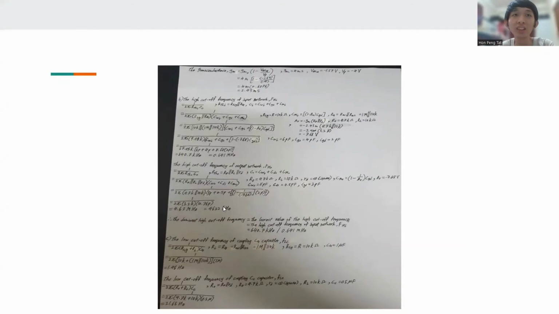For question C, the lower cutoff frequency of the coupling CG capacitor fLG is equal to 1 over 2 pi open bracket Rsig plus Ri close bracket times CG. We substitute, multiply, and calculate, and the answer is 1.46 Hz. And the lower cutoff frequency of the coupling CC capacitor fLC is equal to 1 over 2 pi open bracket Ro plus RL close bracket CC. We substitute, multiply, and calculate, and the answer is equal to 21.65 Hz.